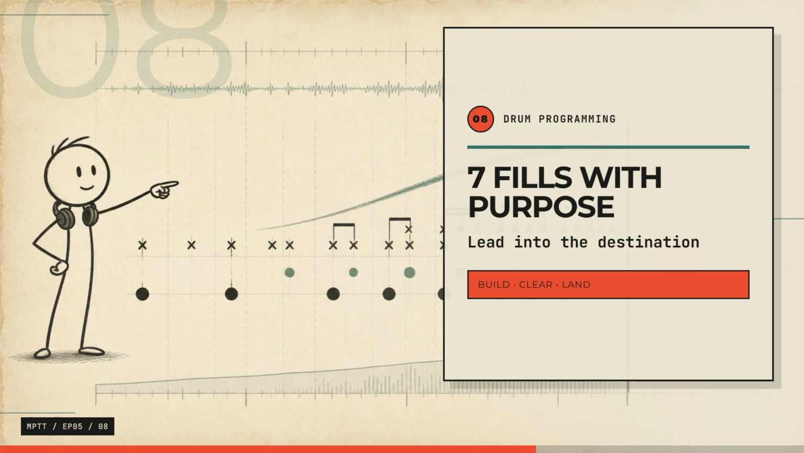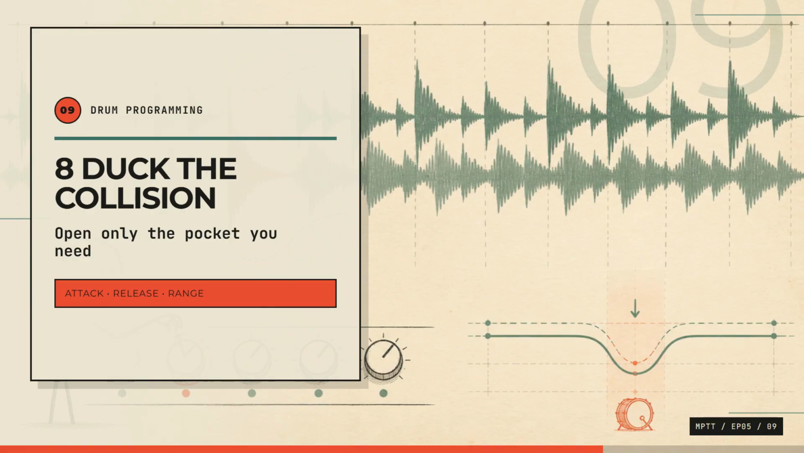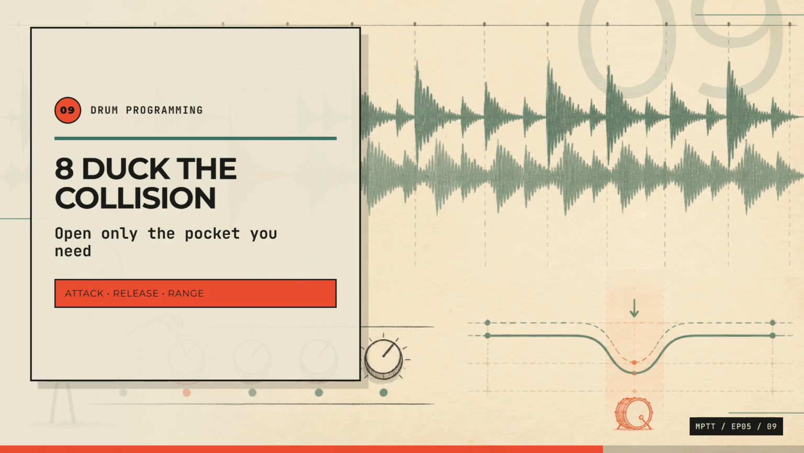A fill succeeds when the next section feels more satisfying, not when the fill sounds impressive by itself. Tip 8. Duck only the collisions. Toms, low percussion, and layered impacts can overlap the kick in the same instant. A short sidechain move can open a pocket, but the goal is not to make the entire drum bus pump every time the kick plays.